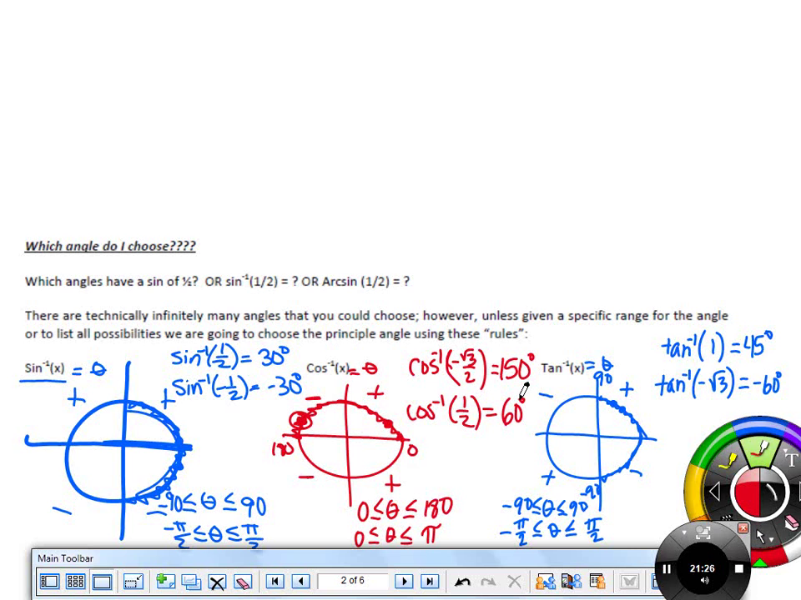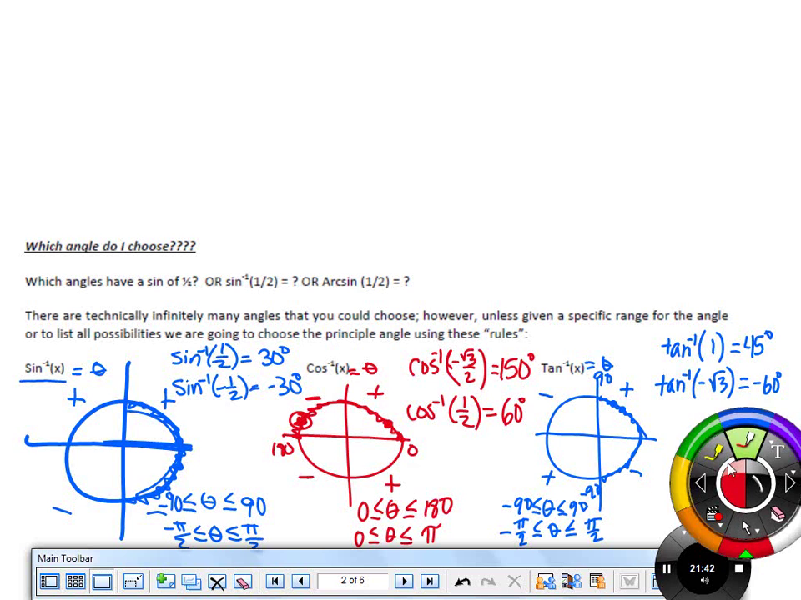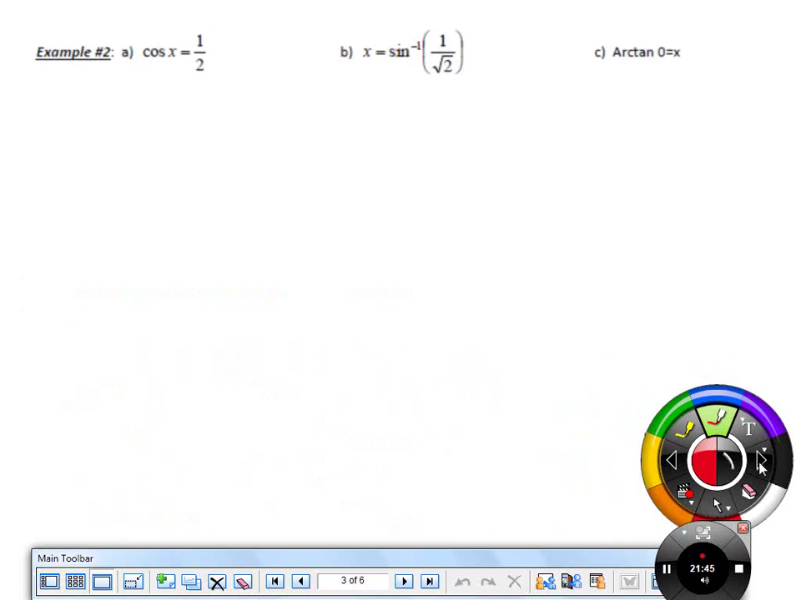Okay? Now, there are times when you don't use this, but unless the problem specifically tells you, I want you to pick angles between and list something different, this is going to be our default. Okay? We're going to choose the angle like the calculator would choose, so to speak. Okay? And it would use these ideas. Okay, so let's see. You guys don't have to do this. We'll come back and do this.